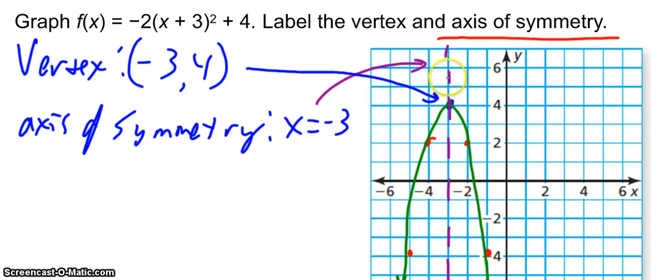Notice how I made it a dashed line here. That's more how you will see an axis of symmetry, because keep in mind, it's not an actual line on the graph, right? We're only drawing it in as a representation of the symmetry, but really it's kind of like an imaginary line. It's not actually there, but it is the axis of symmetry. So that's why a lot of times we'll see a dashed line.